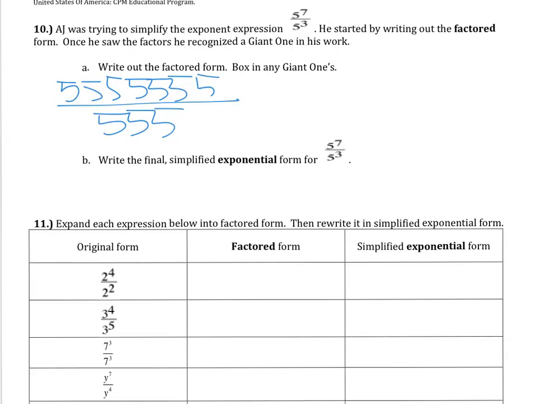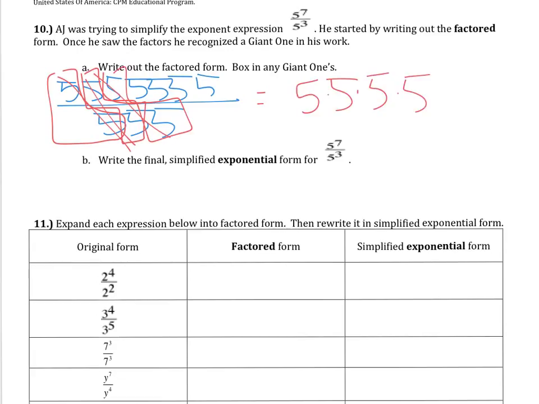So we are going to box in any giant ones. If you recall, that just means that whatever's on the top and the bottom is going to become the giant one. So those are going to simplify to just be 1. So we are left with 5 times 5 times 5 times 5. So we can rewrite that as 5 to the 4th power.